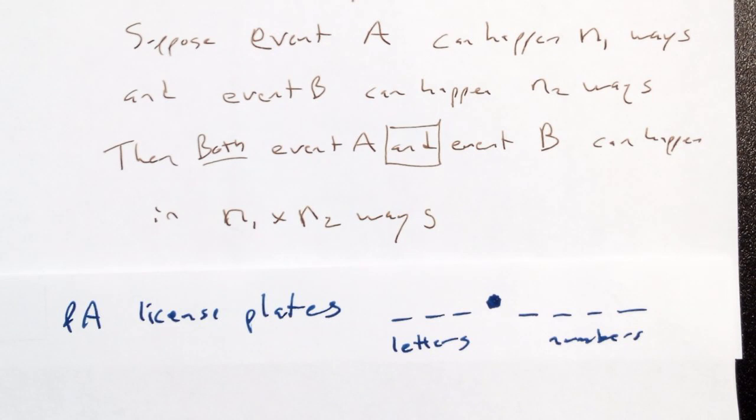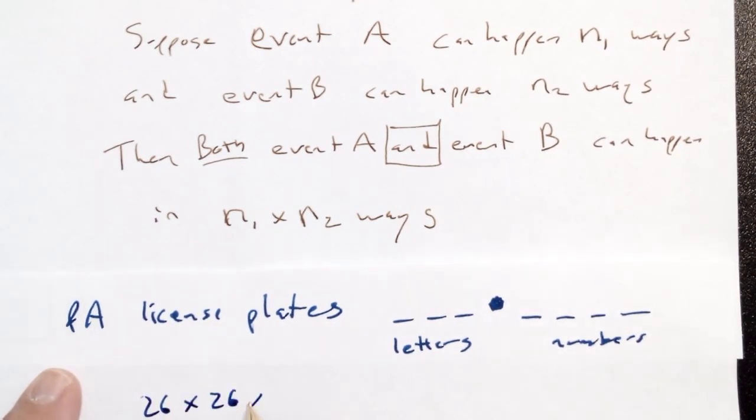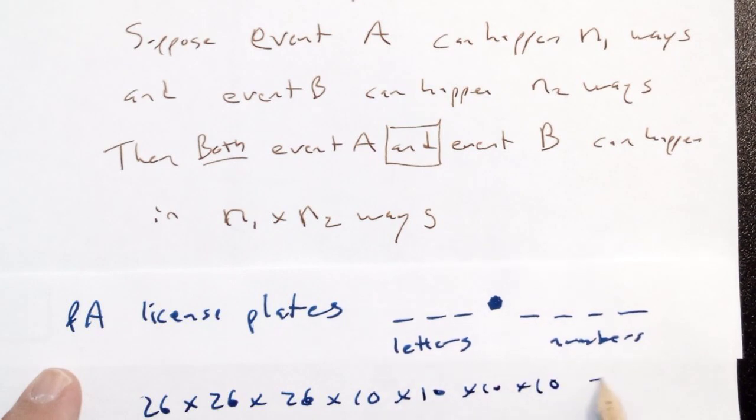I need to put a letter in the first slot. How many ways can I put a letter in the first slot? I need to put a letter in the second slot. Third slot. So I have 26 times 26 times 26 just for the left. How about the right side? How many ways to put a digit here? Because I use a 0. So 10. All the way through, right? So I end up with 26 times 26 times 26 times 10 times 10 times 10 times 10. How many license plates is that?